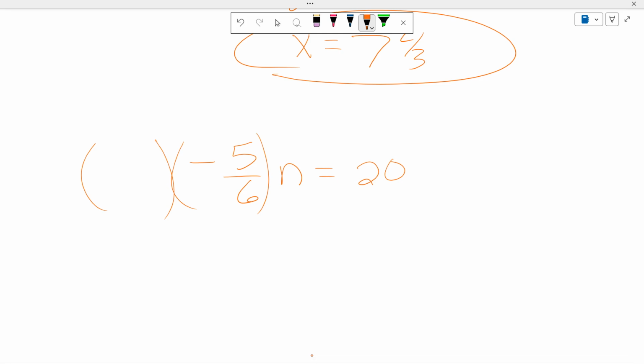Does anybody know what the word reciprocal means? What's the reciprocal of a fraction? That's when you take a fraction and you flip it upside down.